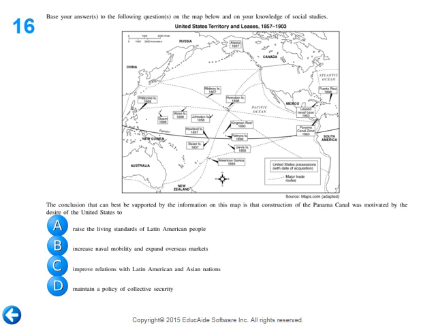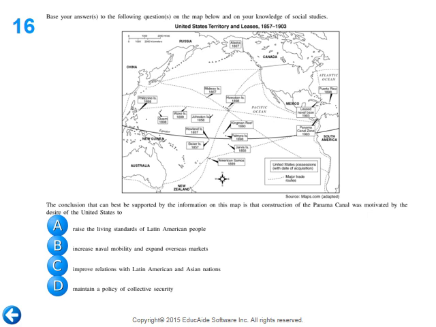All right, the conclusion that can be best supported by the information on the map is that the construction of the Panama Canal was motivated by the desire of the U.S. to do what? So these are all different places where we got involved and had a stake and had some form of contact throughout the Pacific. Okay, why would we be worried about the Panama Canal?